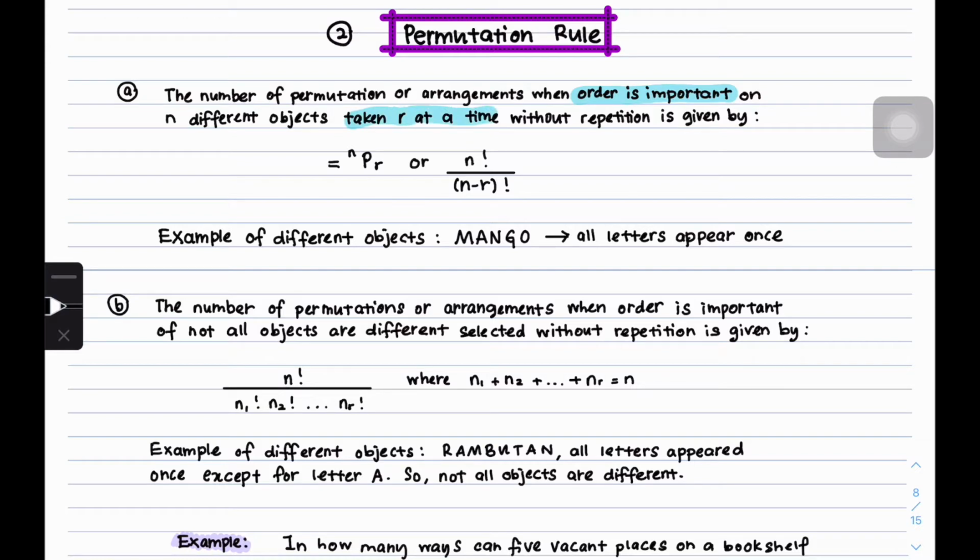Kita ada n different object, kita ada objek yang berlainan. Katakanlah kita ada 10 objek yang berlainan tapi kita hanya nak pilih, nak susun 2 sahaja. So, itu adalah untuk n different object taken R. Taken R ni maksudnya pilihan kita nak 2 je at a time. Contohnya, we have 10 different object taken 2 at a time. Kita ada 10 different object, kita nak ambil hanya 2. Kita nak susun hanya 2.